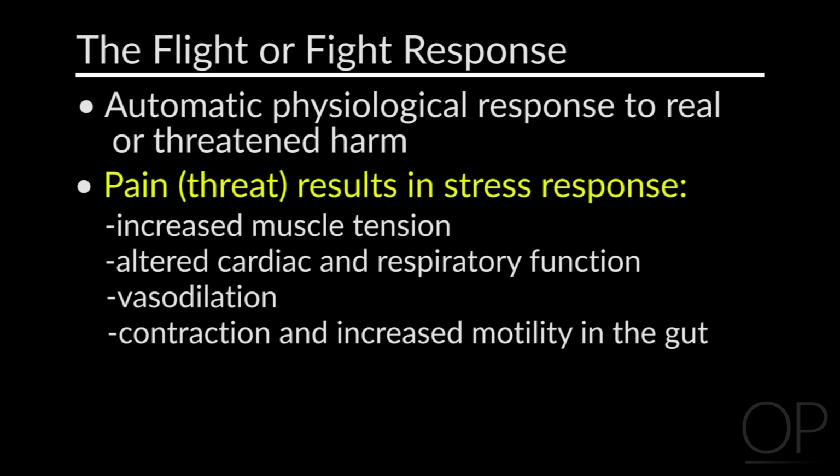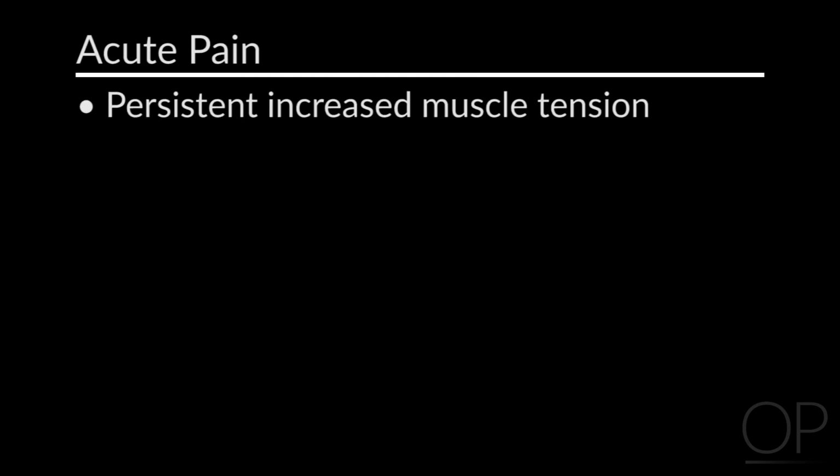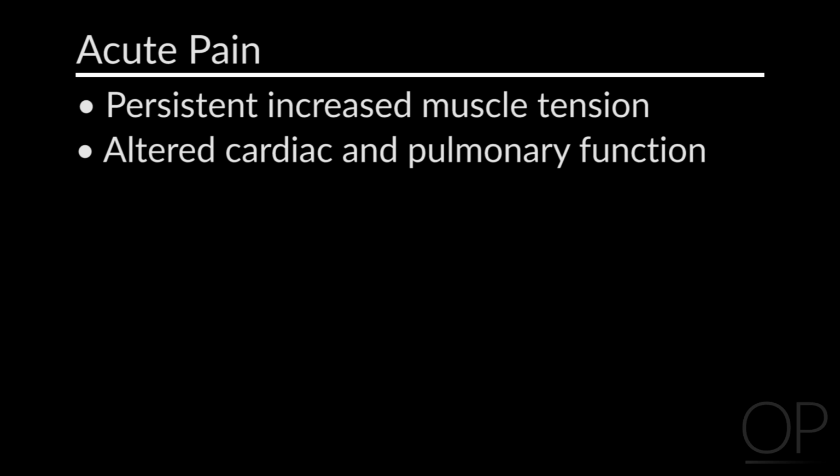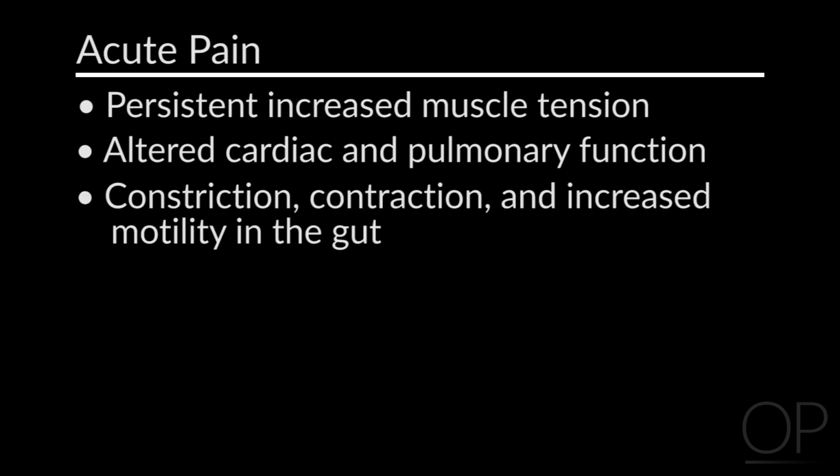And pain itself is actually perceived as a threat and results in a stress response. So all of those physiological changes do occur in the context of pain. So with acute pain, there may be persistent increased muscle tension, altered cardiac and pulmonary function, constriction, contraction, and increased motility in the gut, as well as vasodilation.